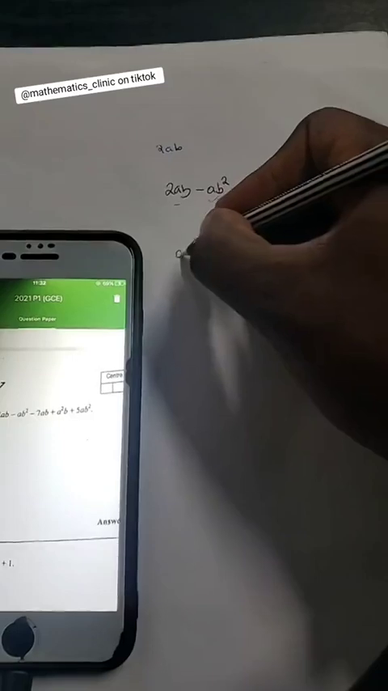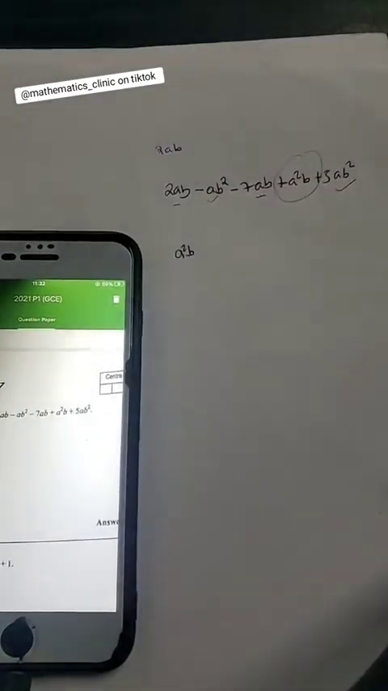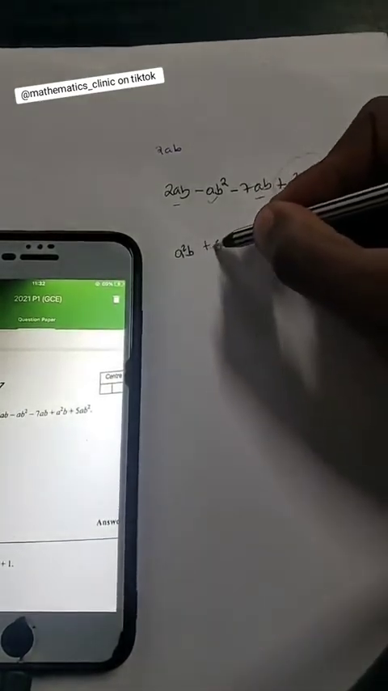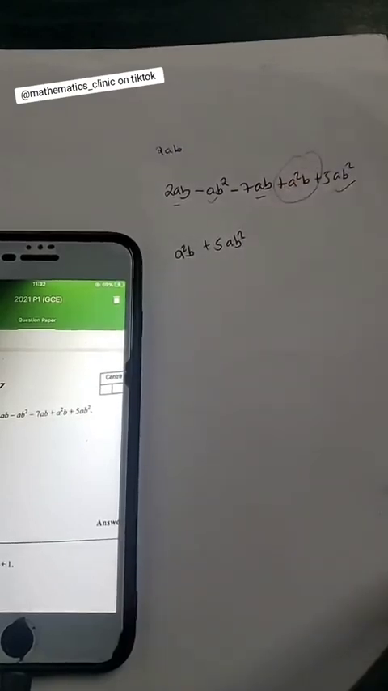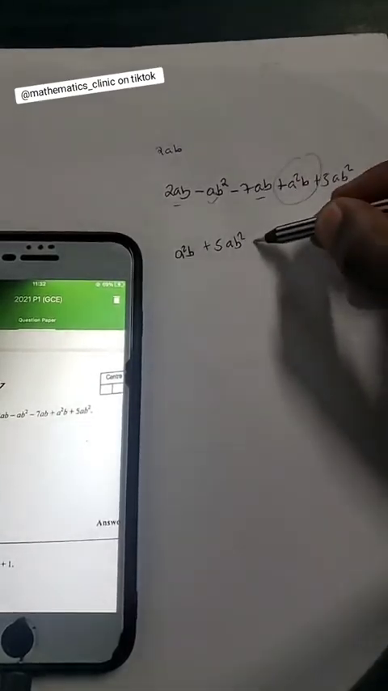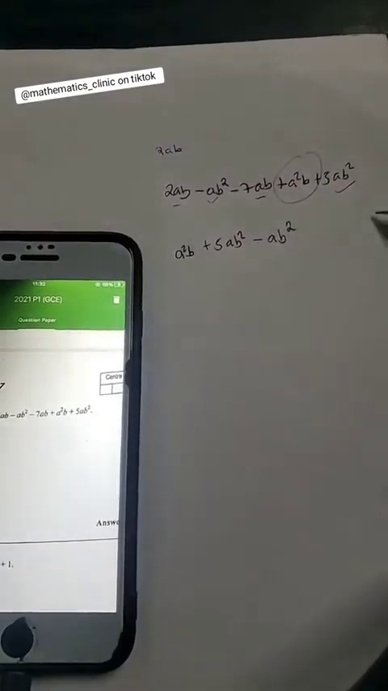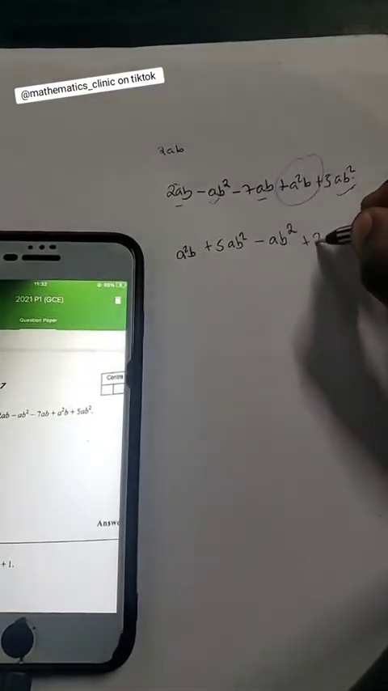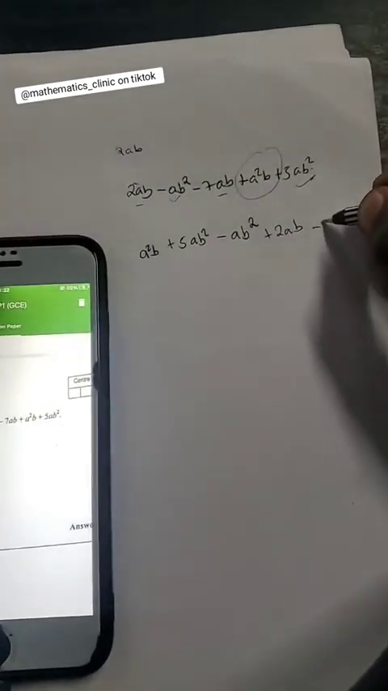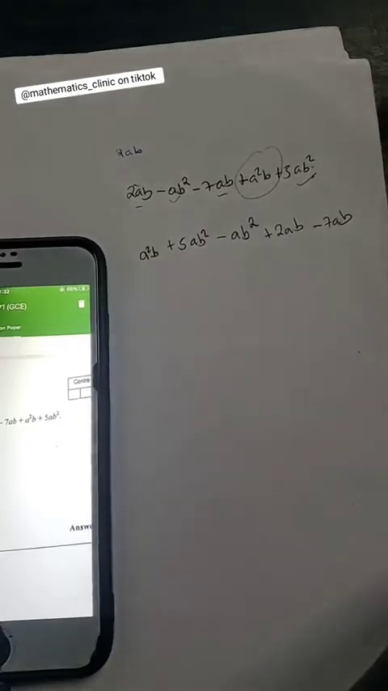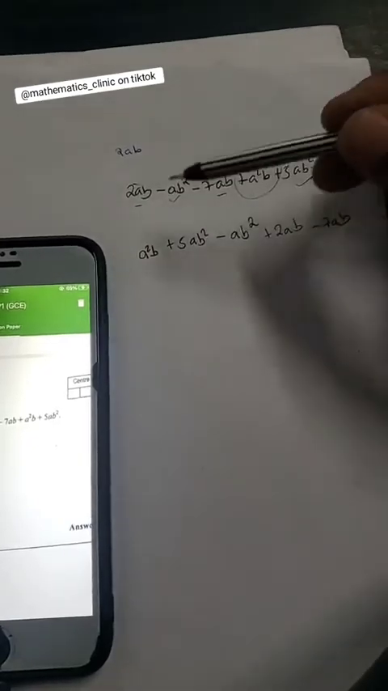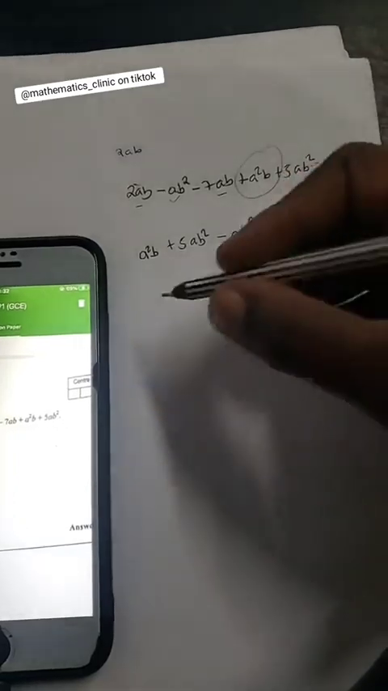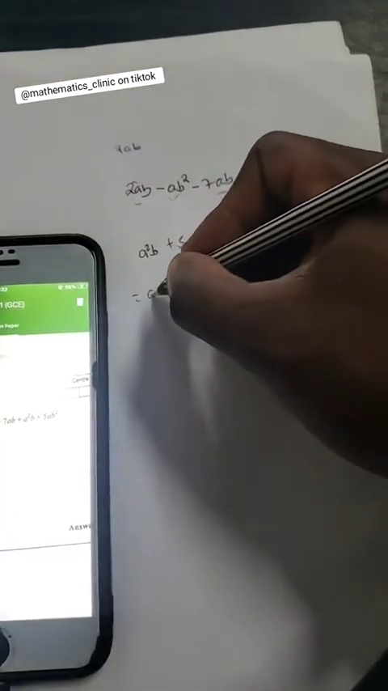We say A squared B. Then we start with those which are squared. We say plus 5AB squared, then minus AB squared. We have grouped this. Then we come to this: plus 2AB minus 7AB. We have just grouped the like terms. So there are 1, 2, 3, 4, 5 terms, 1, 2, 3, 4, 5. We haven't left anything, so we can easily copy this A squared B.